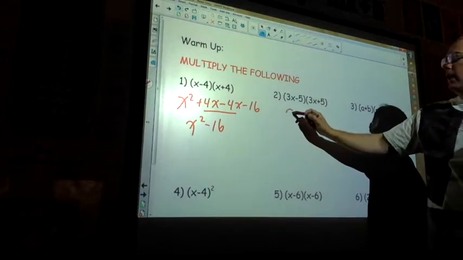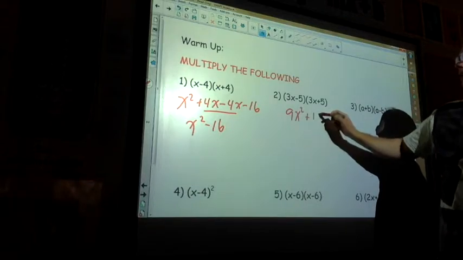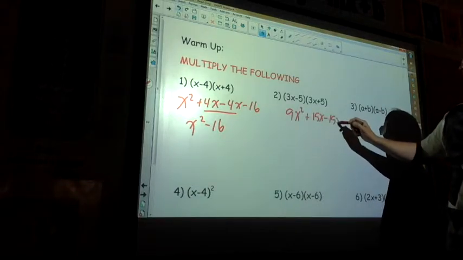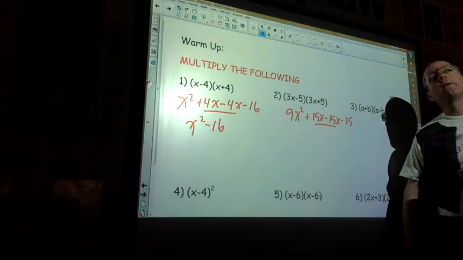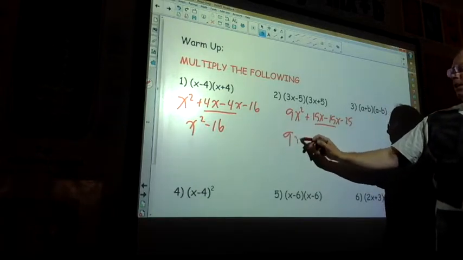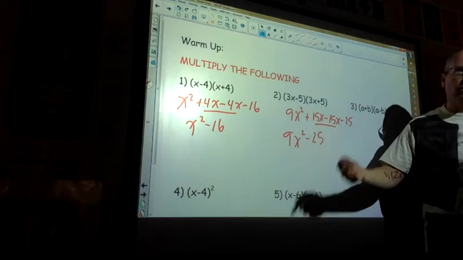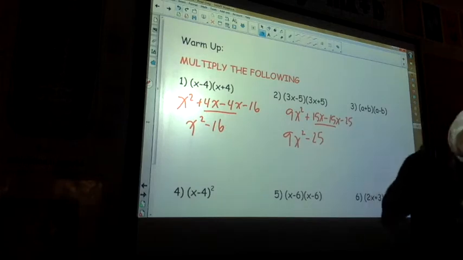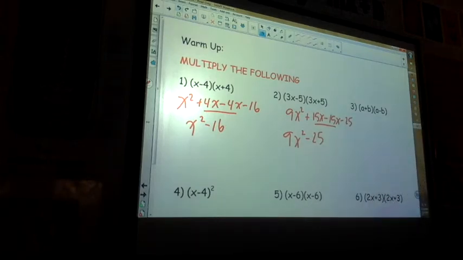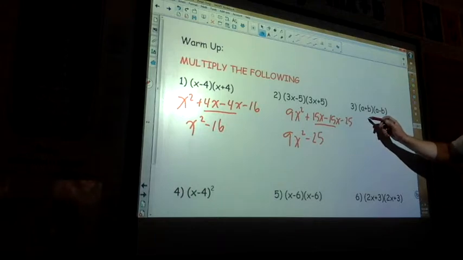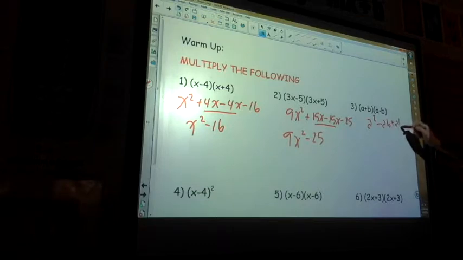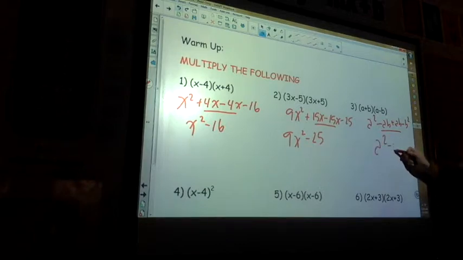Next one, I would get 9x squared plus 15x minus 15x minus 25. What happens there? Cancel out. I get 9x squared minus 25. Again, difference of two squares. Take a look. Same binomials, one sign different, right? Let's multiply a times b, a plus b, a minus b. So I get a squared minus ab plus ab minus b squared. What happens there? Cancel out. So I get a squared minus b squared. So that's by definition difference of two squares. Okay?